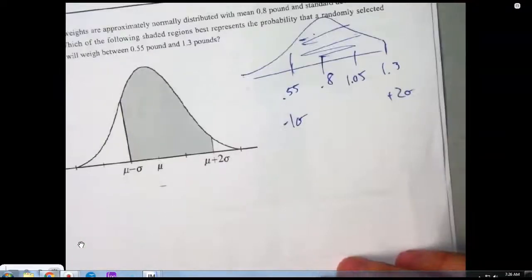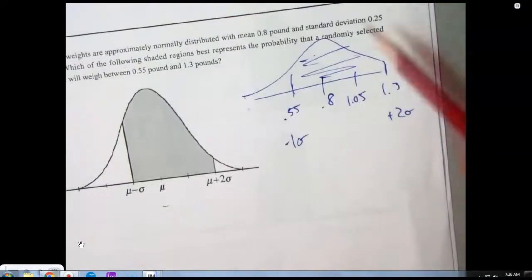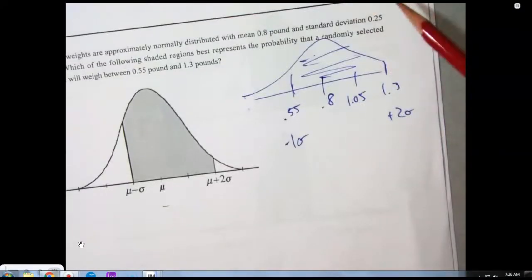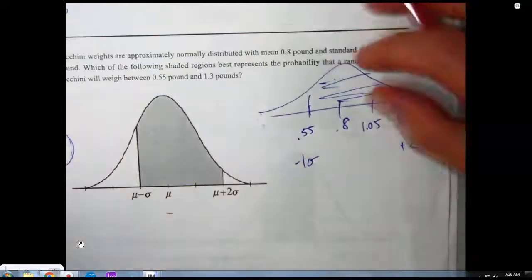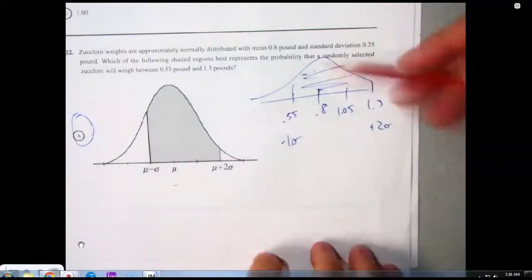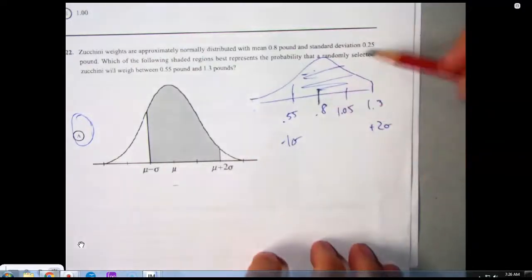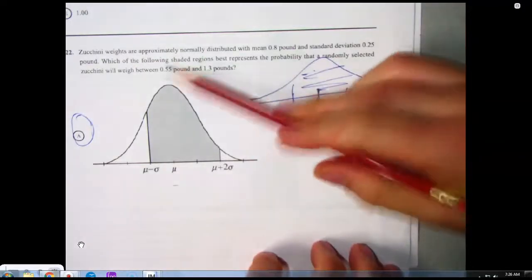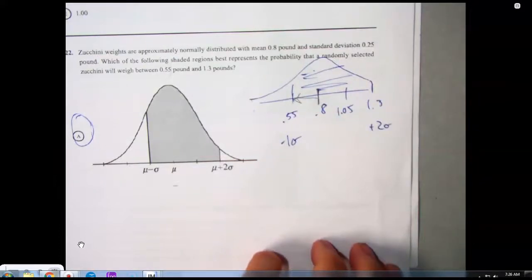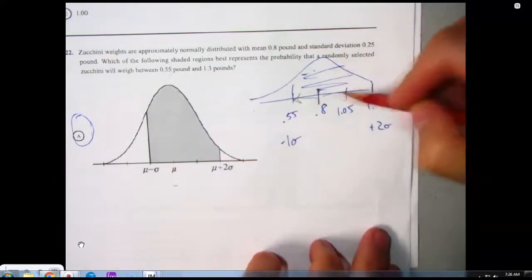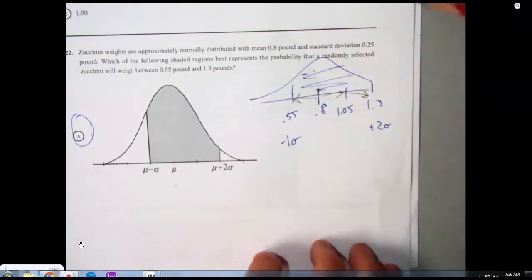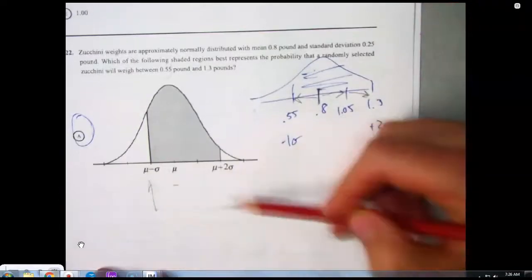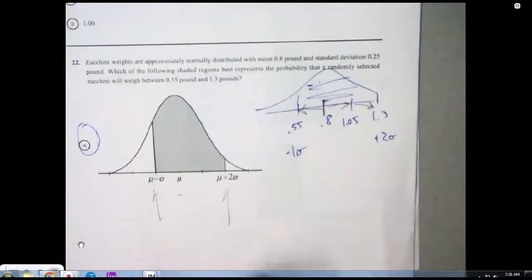22. So again, I just started drawing this one out on the first page, and A was the answer, so I was done. It just matched. So the mean is 0.8, standard deviation is 0.25. So to get to 0.55, I got to go 1 standard deviation this way. To get to 1.3, I got to go 2 standard deviations this way. And they're just representing that in a different form here with that little notation.